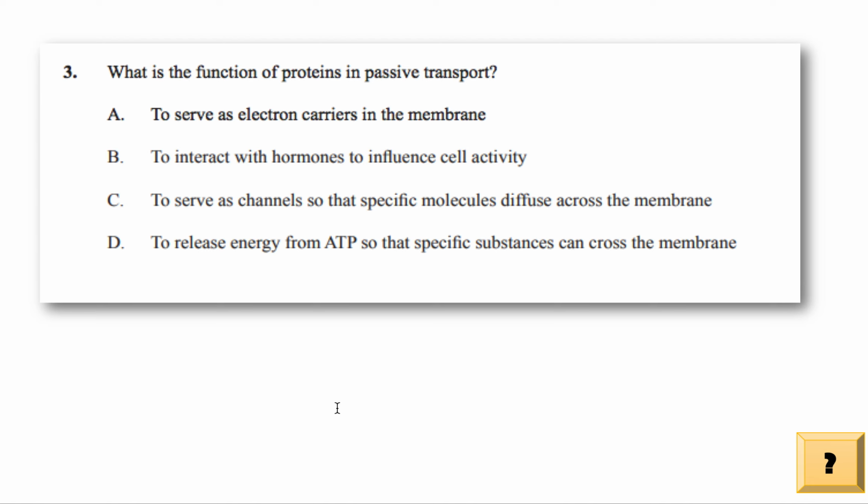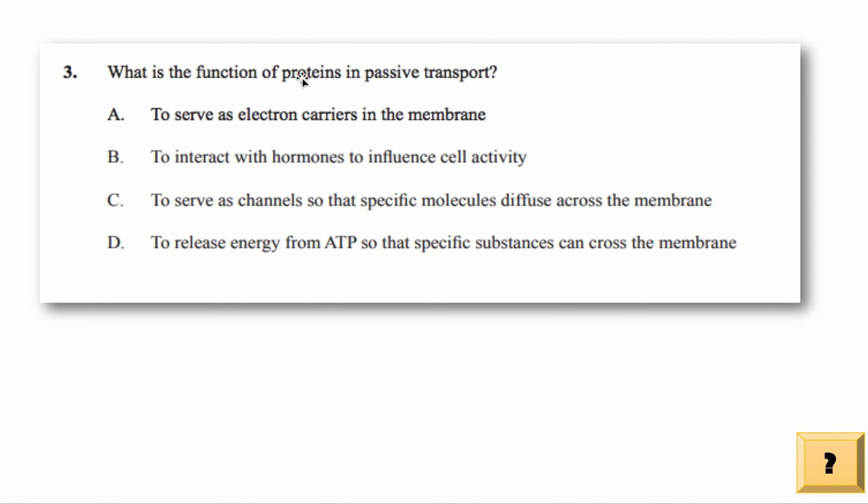Here we have some more questions on the topic membrane transport. So let's just get started. What is the function of proteins in passive transport? So we know passive transport is one example of membrane transport.